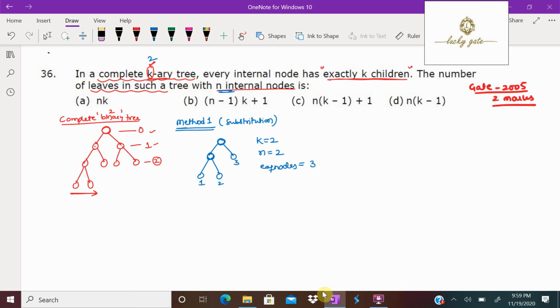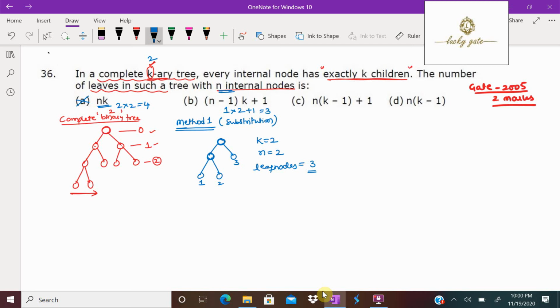Now this one we will check with every option. Option A says n into k, that is 2 into 2, which equals 4 leaf nodes. But how many are given? It is given only 3 leaf nodes. So option A is incorrect. Option B gives (n minus 1) into k plus 1. What is n? 2. 2 minus 1, 1 into k, 2 plus 1, which equals 3. So option B may be true.